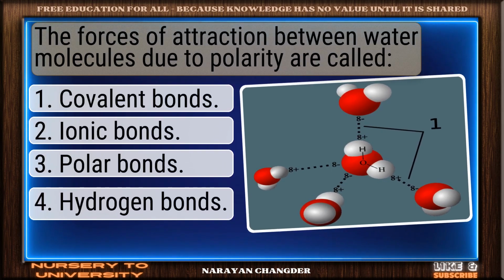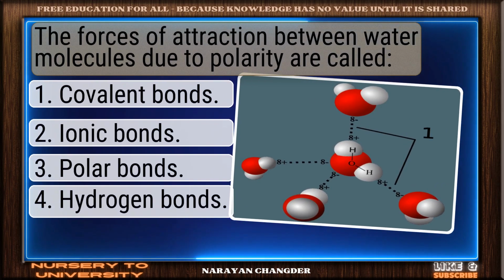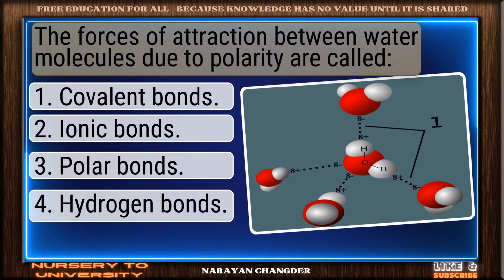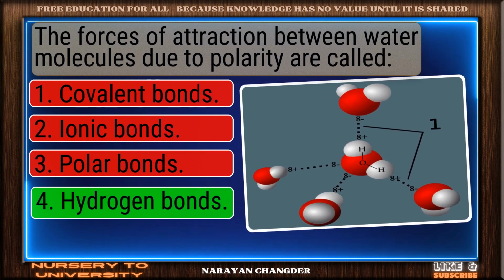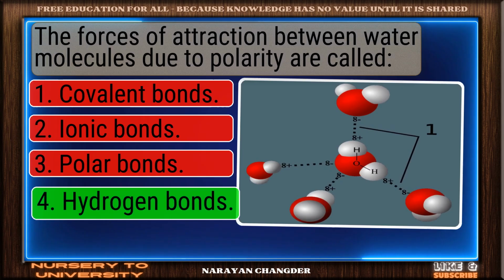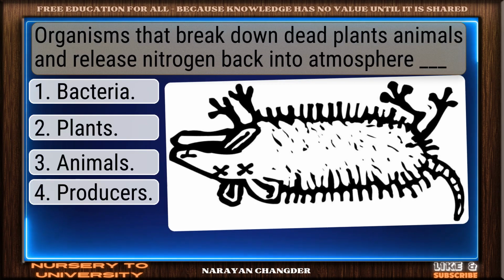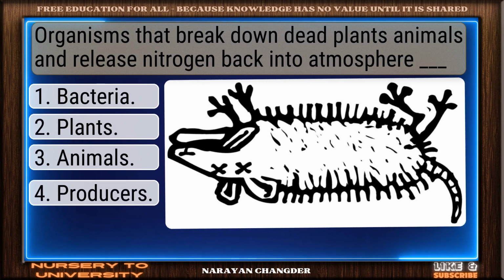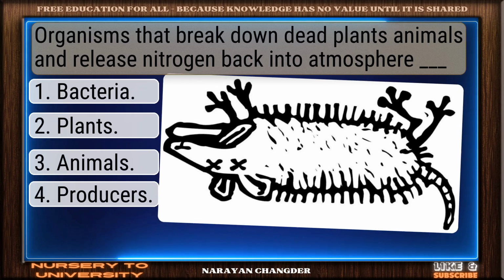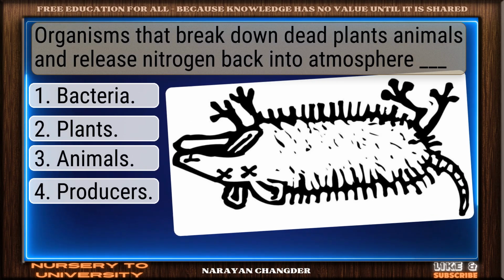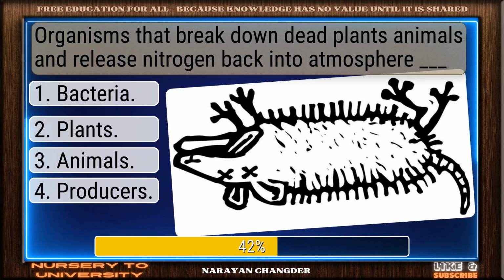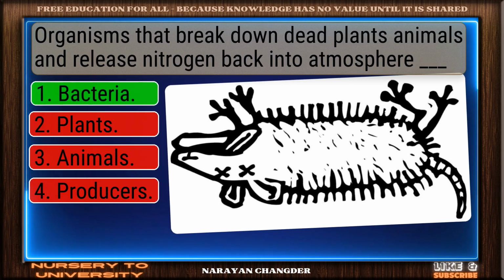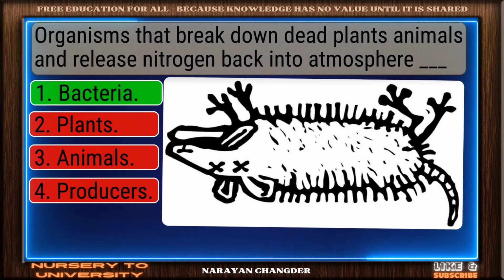The forces of attraction between water molecules due to polarity are called dash. Nice work. You chose hydrogen bonds, and it is correct. Organisms that break down dead plants and animals and release nitrogen back into the atmosphere. Dash. Right again. Bacteria is a valid answer.